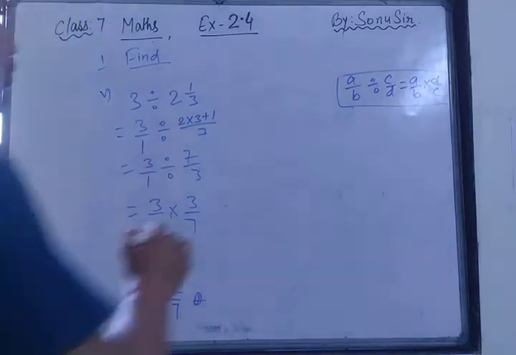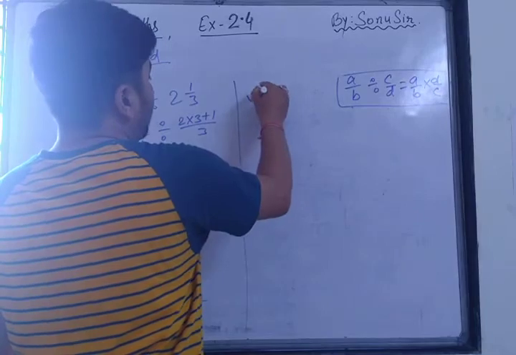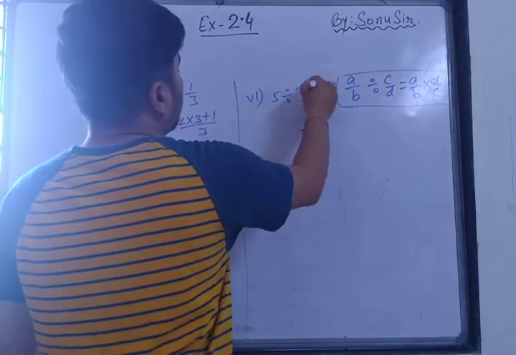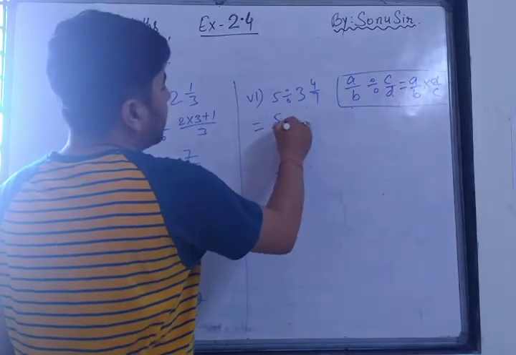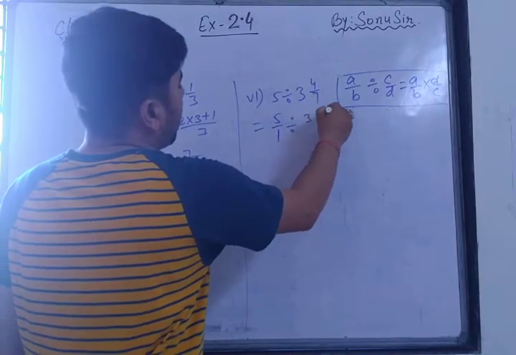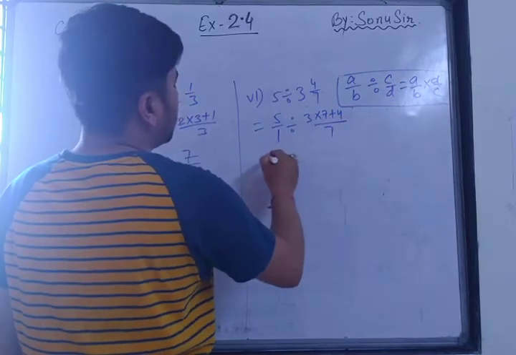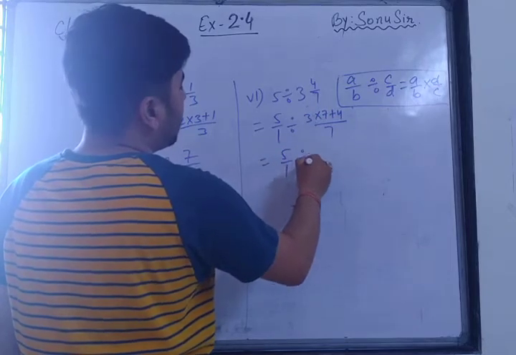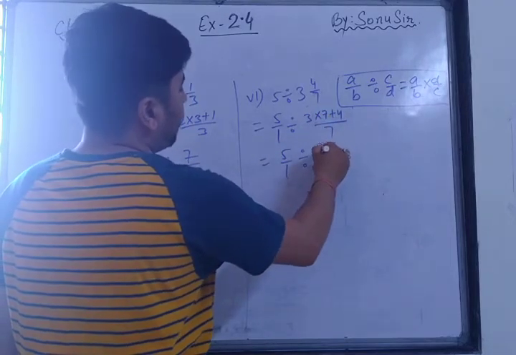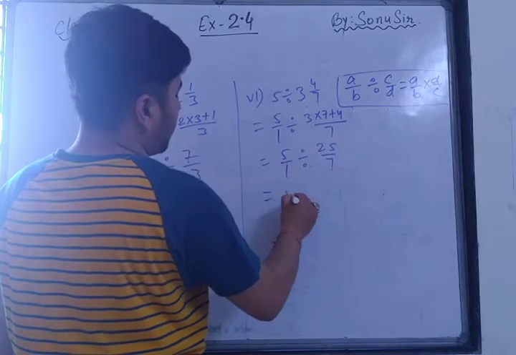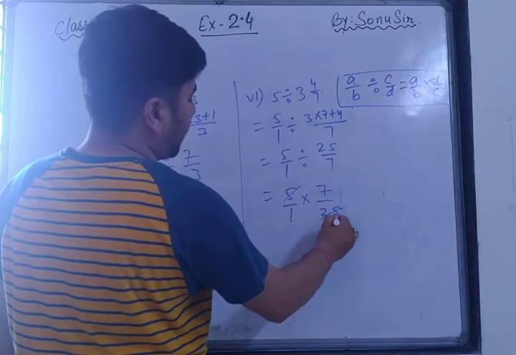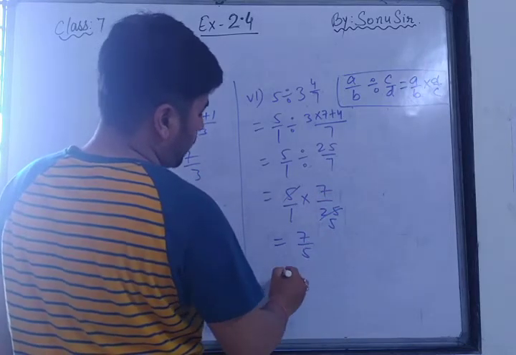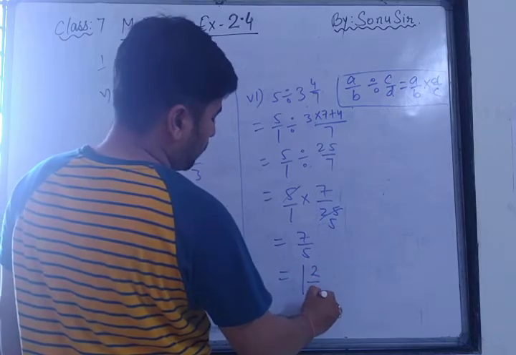5 divided by 3 into 4 by 7. 5 divided by 3 into 4 by 7. Right? So now what will we write here? 5 means 5 by 1, and here 3 into 7 plus 4 by 7. So 5 by 1 divided by 3 7s are 21 plus 4, 25 by 7. So what will we write here? 5 by 1 into 7 by 25. 5 5s are 25. 7 by 5. 5 1s are 5, remainder 2.